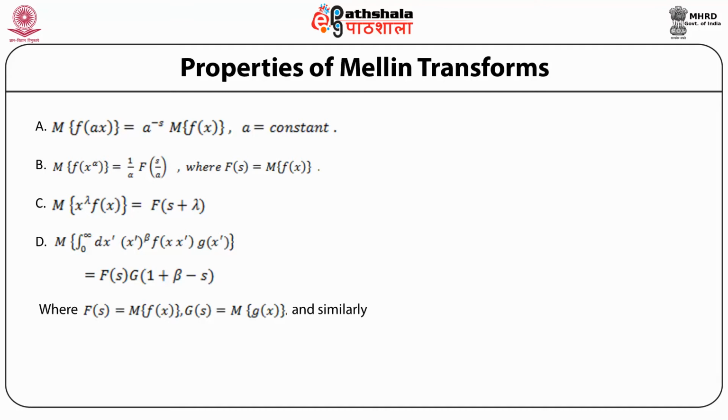Finally, the property which we require is that the Mellin transform of the integral 0 to infinity over dx prime, where the integrand is g(x prime) multiplied by a function f of x divided by x prime multiplied by x prime to the power beta, is equal to F(s) into G(1 plus beta plus s), where F(s) and capital G(s) are simply the Mellin transforms of f(x) and g(x) respectively.